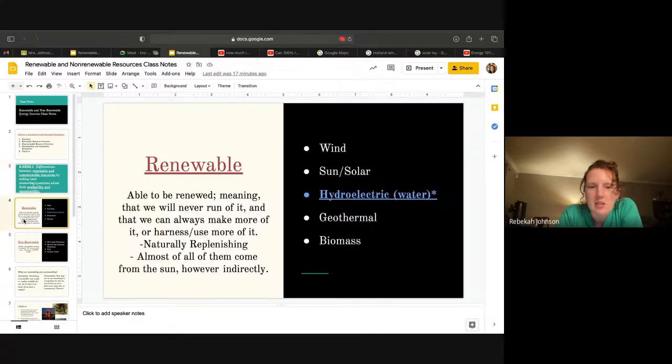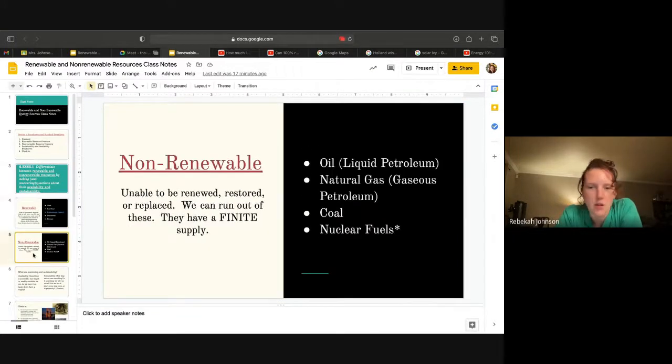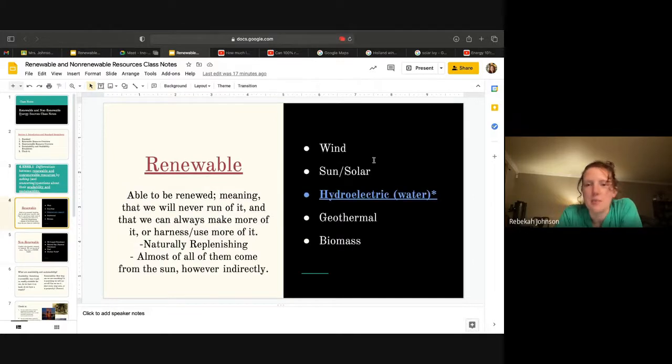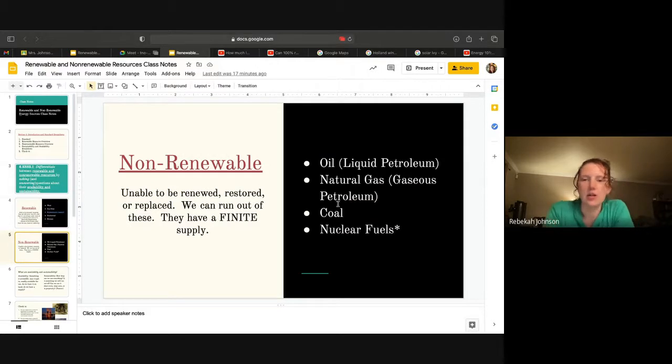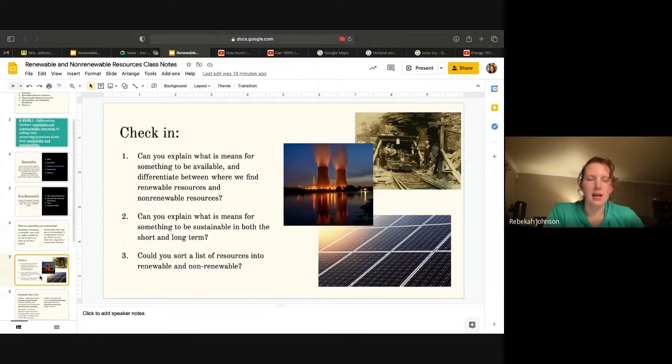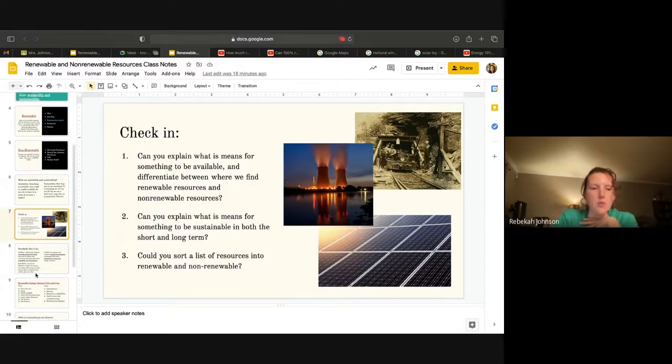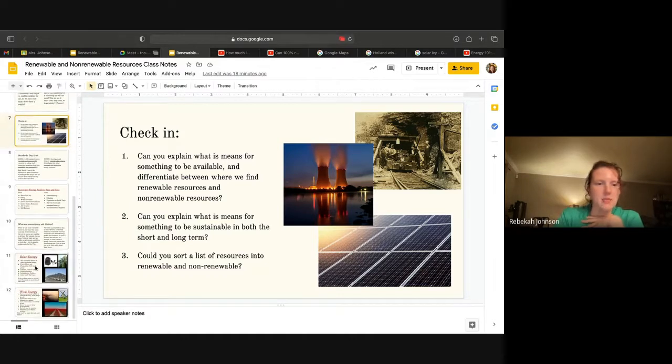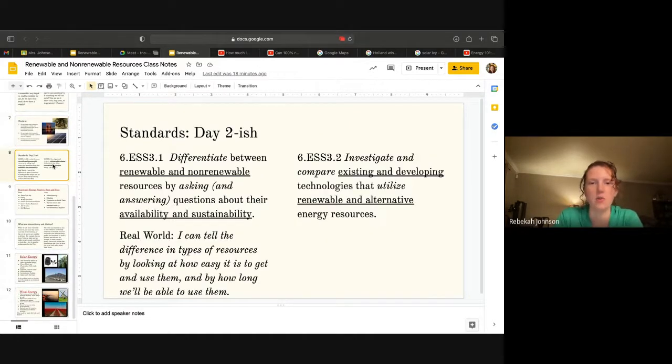So we got through our first standard, we discussed what renewable means, we discussed what non-renewable means, and we hit the basics: wind, sun, solar, hydroelectric, geothermal, biomass, oil, natural gas, coal, nuclear fuels, and they have their own little thing. We talked about availability, we talked about sustainability. And then we did a little check-in. So my agenda for this is to keep it short-ish. I feel like I've already gone on for a while. Introduce our second standard that goes along with this, and continue breaking down this first standard into language we can understand.